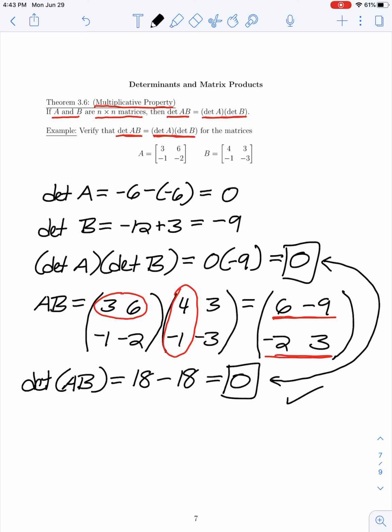So in this example, we see, well, if one of our matrices in a product is singular, it must have a 0 determinant, which means that by this multiplicative property, if we multiply that matrix by any other matrix, it must also have a 0 determinant and be singular. So we can state here, if we're taking the product of any singular matrix with another matrix, the resulting product must also be singular.